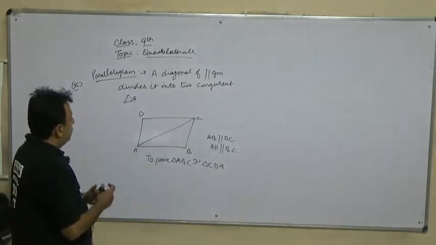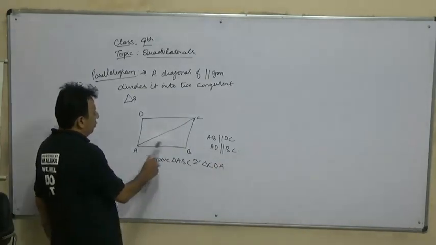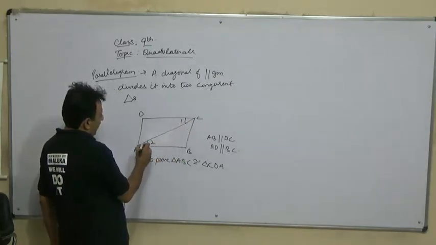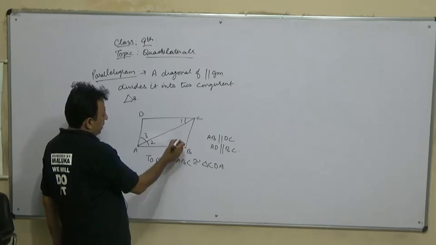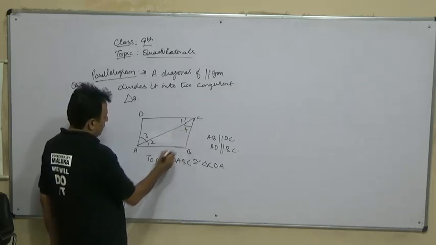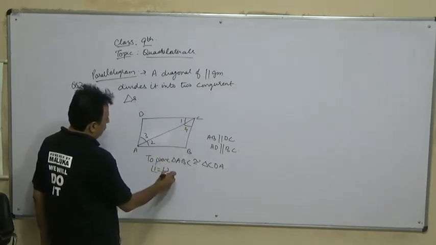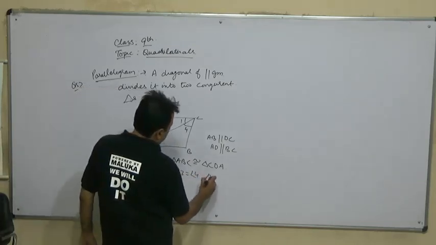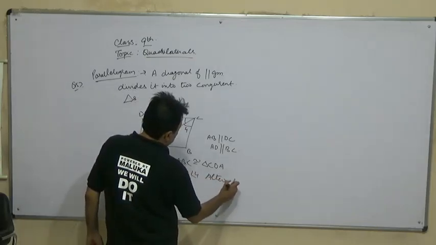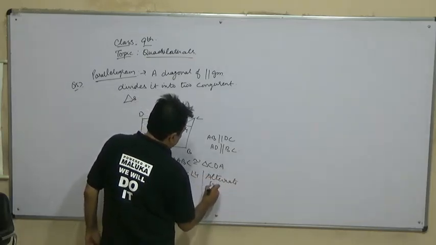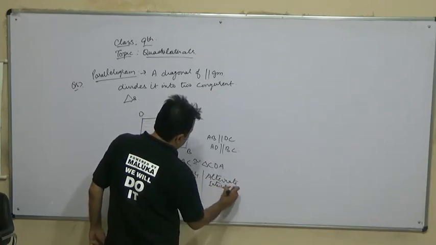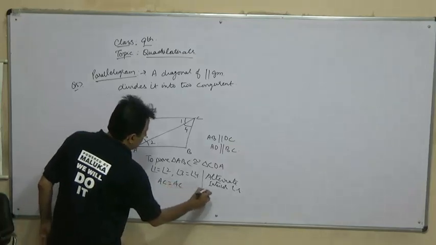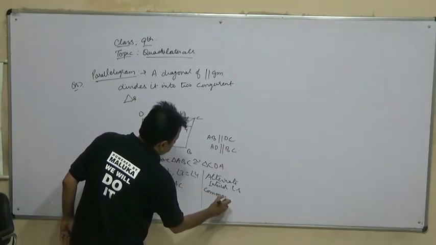Now we know that opposite sides AB is parallel to DC. So angle 1 will be equal to angle 2 and angle 3 will be equal to angle 4. These are alternate interior angles. And AC is equal to AC. This is common to both.